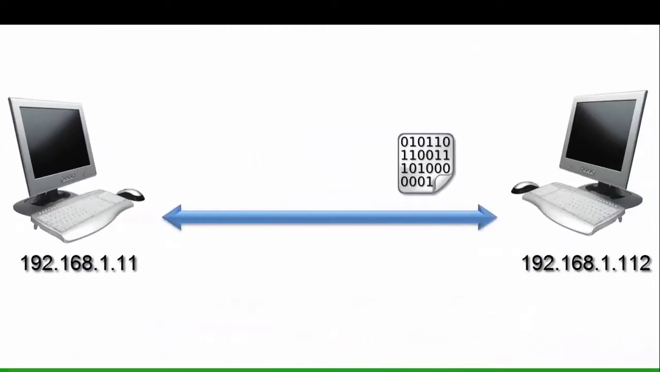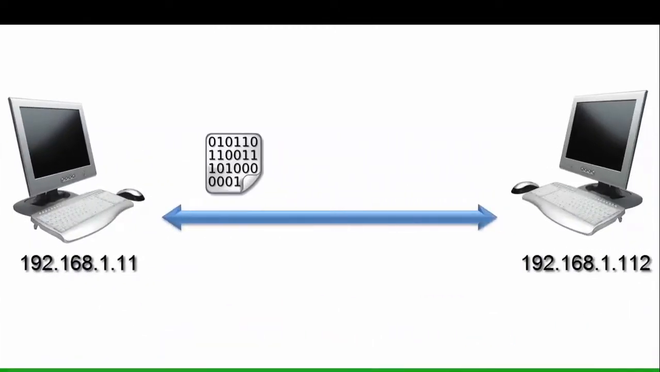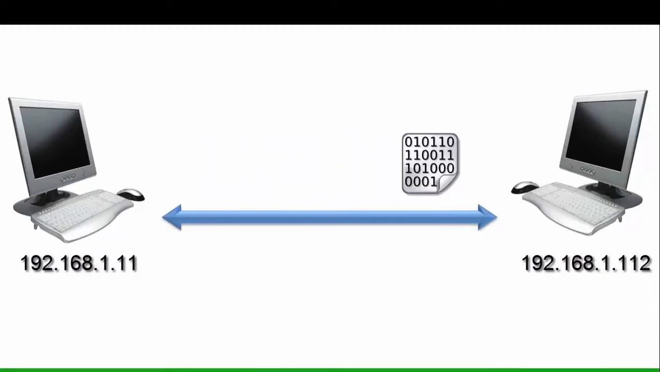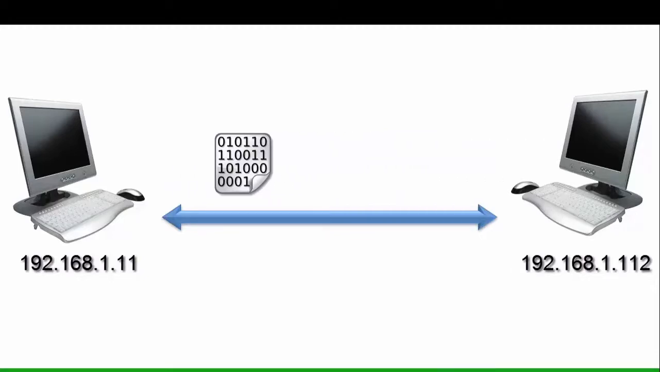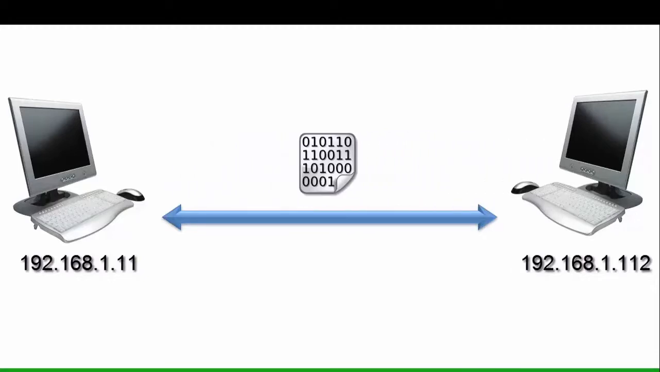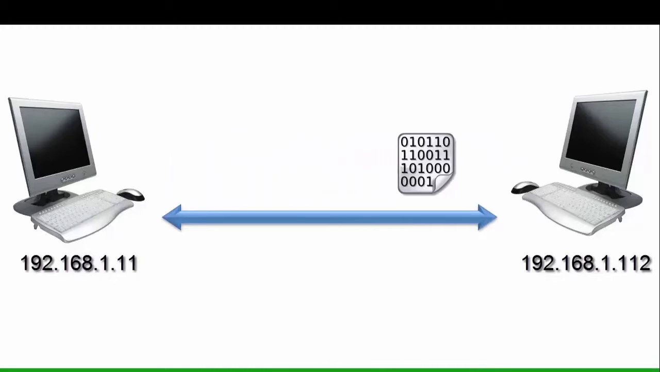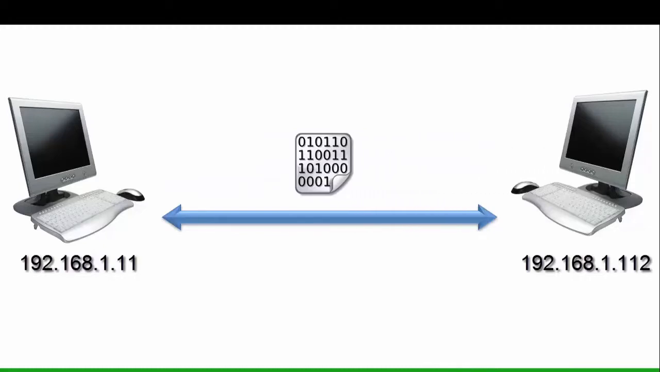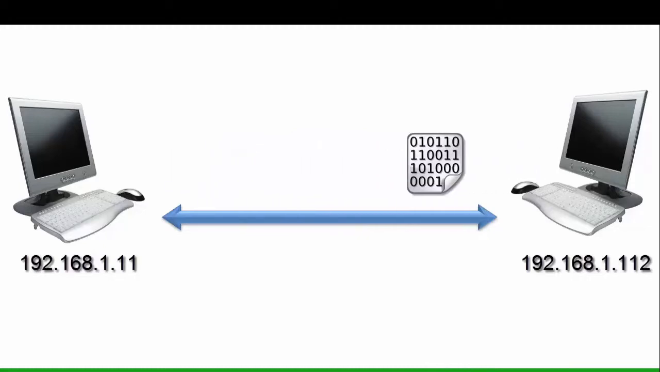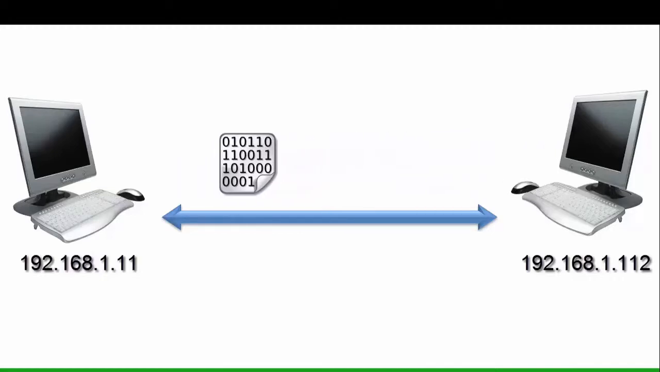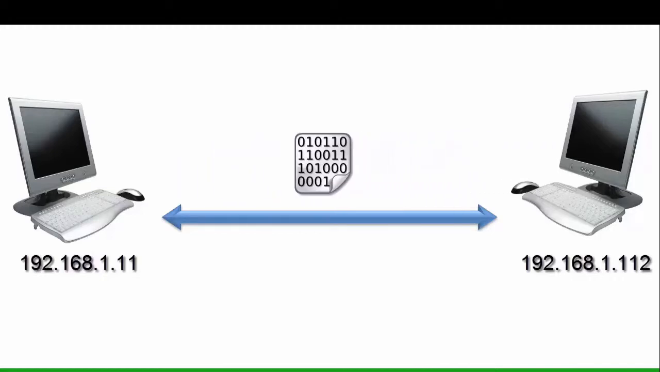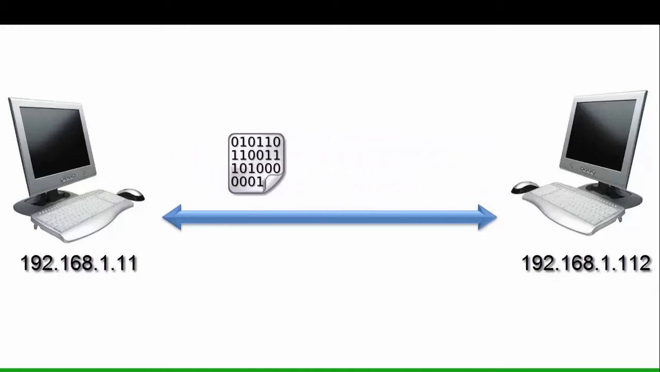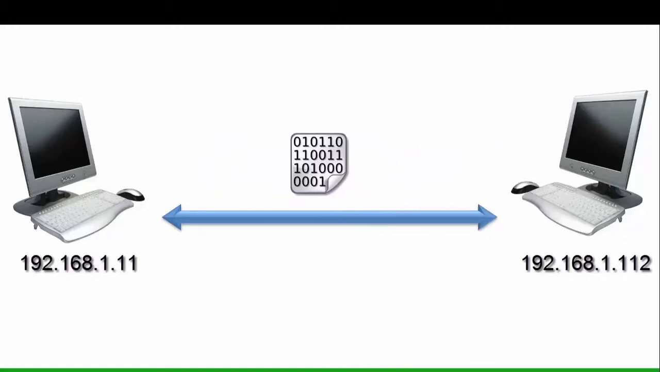Let's take the example of these two computers on the network. On the left-hand side, you have a computer with the IP address of 192.168.1.1. And on the right-hand side, you have another computer with the address of 192.168.1.112. These are the IP addresses associated to these two different computers, and these are the IP addresses that these computers use when they want to communicate to each other. So if, for example, the computer on the left-hand side wants to talk to the computer on the right-hand side, it will be sending its traffic or its data to the address of 192.168.1.112 and the other way around.